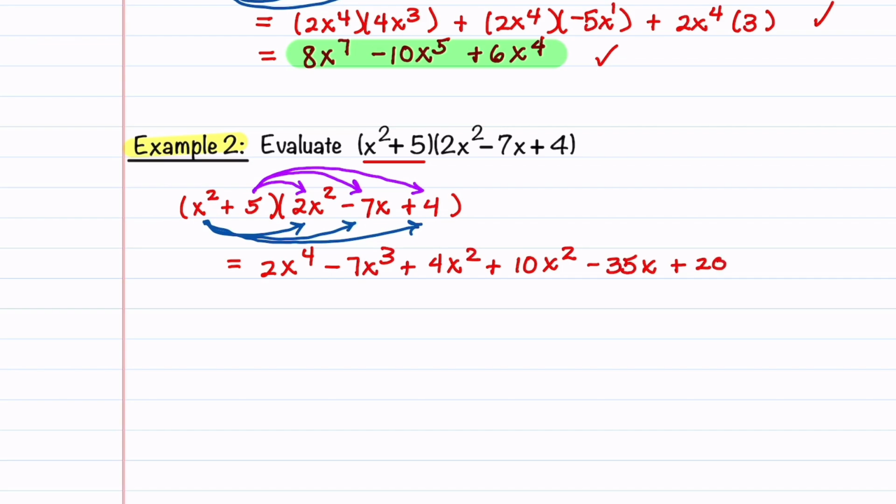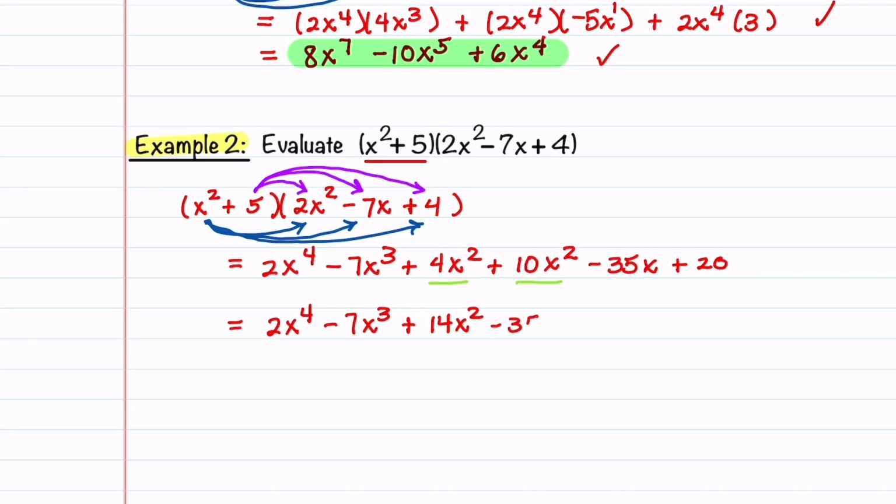Our last step is to combine all the like terms and write the terms in descending orders of x. The like terms that we have are 4x squared and 10x squared. This gives us a final answer of 2x to the 4th minus 7x cubed plus 14x squared minus 35x plus 20. And that's our final answer.